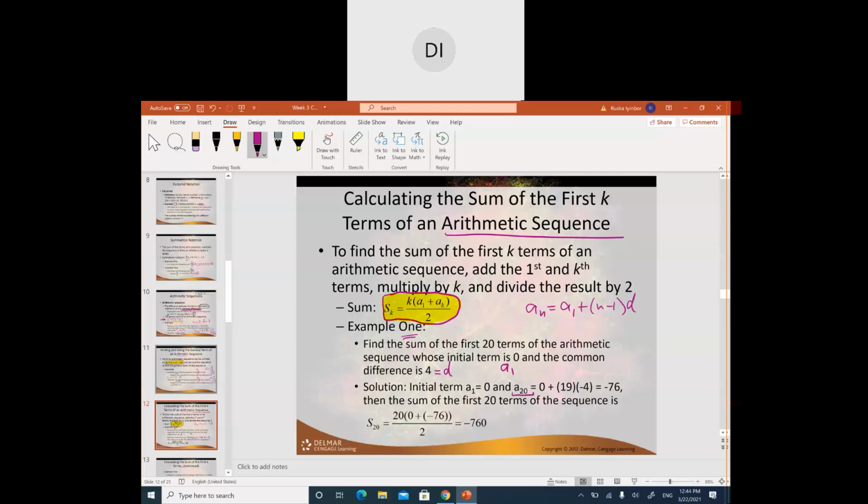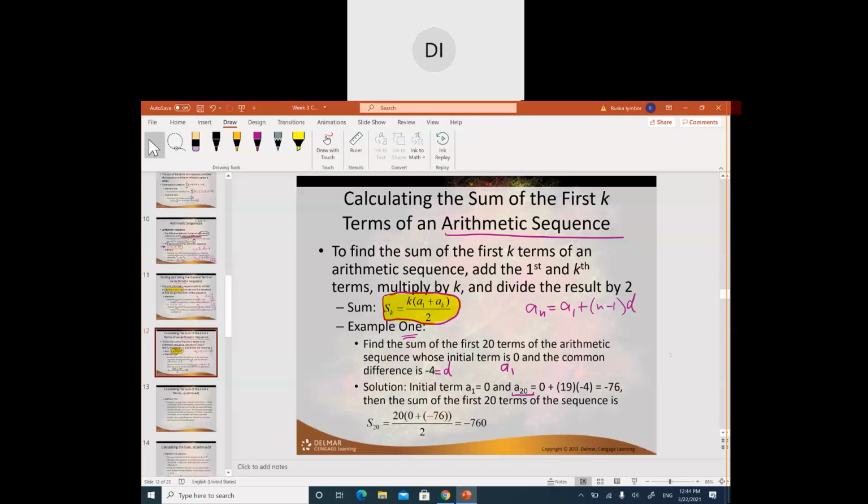Now here there is a typo. This should be the common difference. I was wondering why it switched to a negative. It's minus 4. Yeah, this is a typo. Yeah, so we're going to multiply, and this is your number. The last term is this one. So A20 is negative 76.